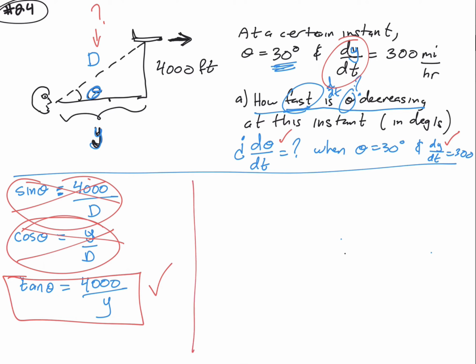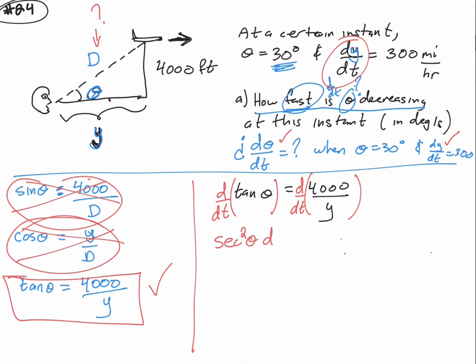So let's use that. Tangent theta is 4,000 over y. Okay, so what would I do at this point? What's the next step? Derivative of both sides, right? With respect to what? T, right? Always T. And what's the derivative of tangent theta with respect to T? Times d theta over dt, exactly, because theta is a function of t, right? Theta changes with t. Okay, and then what is this equal to?